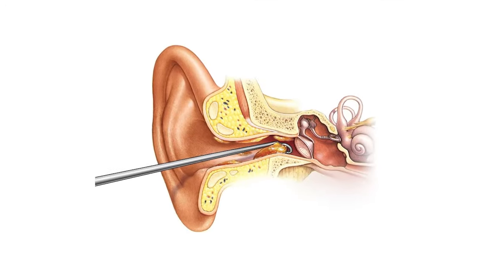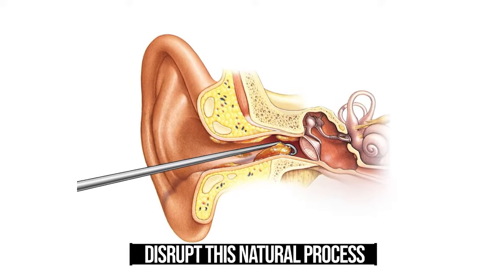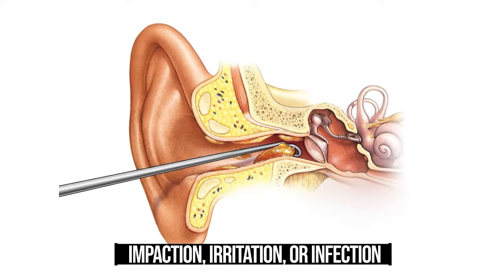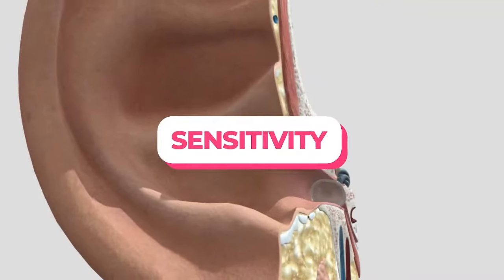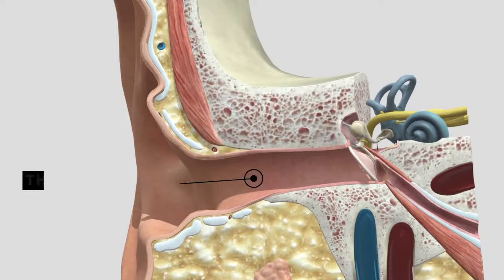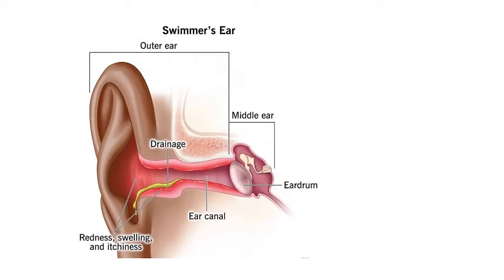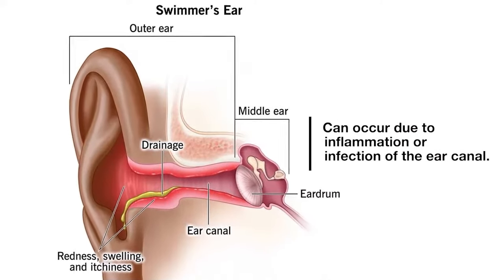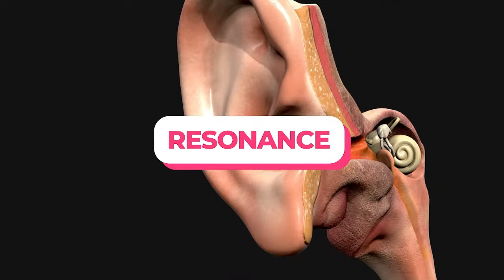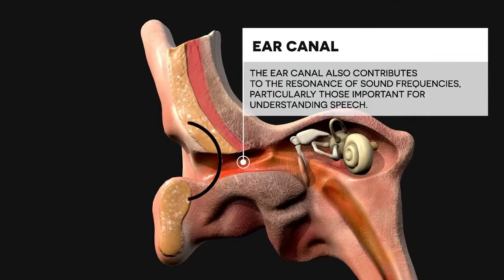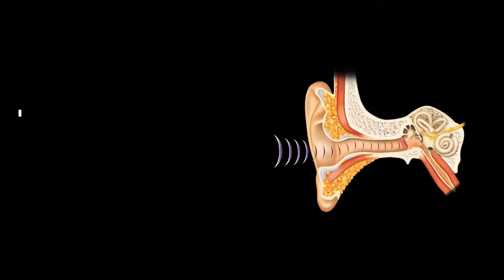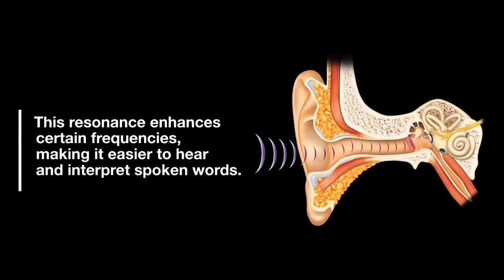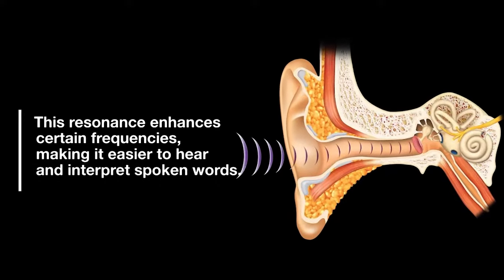Over-cleaning or using inappropriate objects to clean the ear can disrupt this natural process and lead to problems like impaction, irritation, or infection. Sensitivity. The skin in the ear canal is thin and sensitive, making it susceptible to irritation and infection. Conditions like otitis externa, swimmer's ear, can occur due to inflammation or infection of the ear canal. Resonance. The ear canal also contributes to the resonance of sound frequencies, particularly those important for understanding speech. This resonance enhances certain frequencies, making it easier to hear and interpret spoken words.